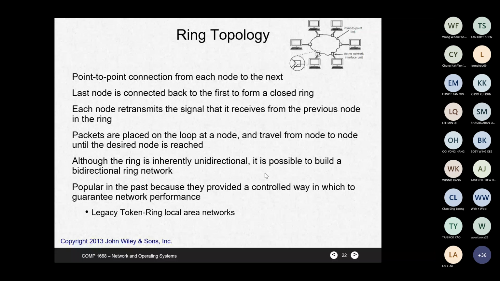Ring topology, mostly connected from point to point in a circle format, in a ring. There are advantages and disadvantages. And also you need to know why ring was used in those days. Not very popular today because of the unreliability or the disadvantages of this ring. But there are still some old companies or old setups still running on ring.